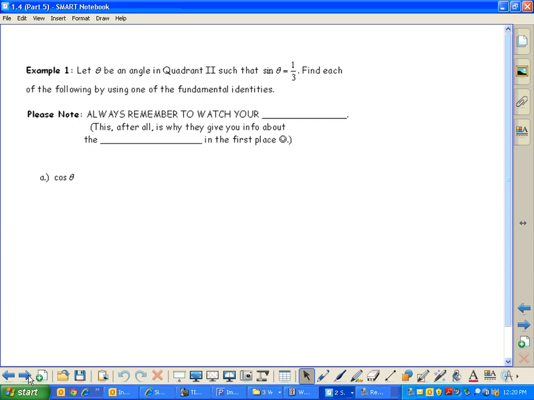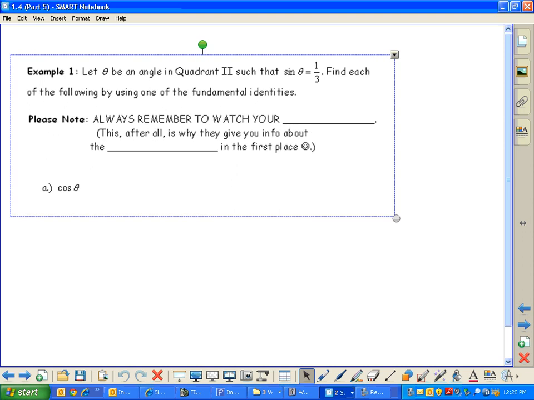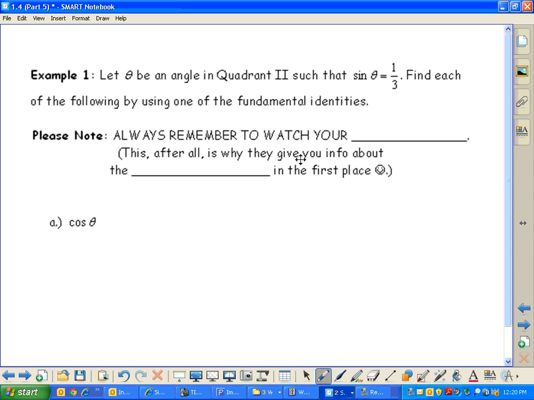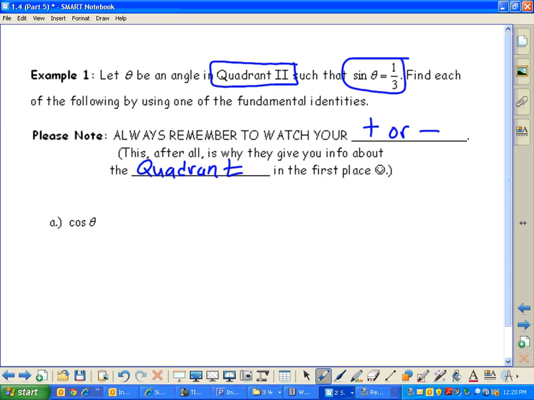Please keep in mind that you always want to watch your sign. That's really important in this chapter. And what I mean by that is your plus or your minus. That's why they give you information about the quadrant in the first place. They don't type that in there for decoration. That is actually part of the clues that you have to solve for cosine in this problem. So we're given that theta itself is in quadrant 2 and that the sine value is a third.